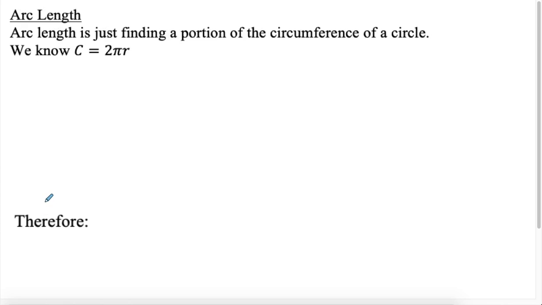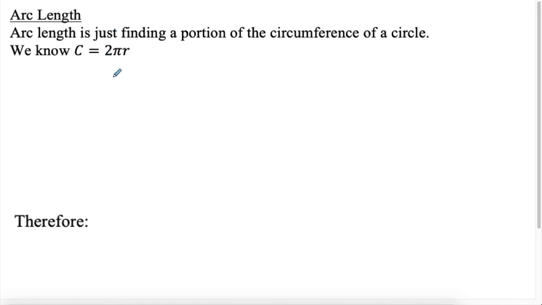All right. Our next idea is arc length. Arc length just means we want to find a portion of the circumference of a circle. Okay? The circumference is basically the perimeter of a circle. We know this formula, right? You've worked with this a lot before, and probably even back in middle school and then into geometry. The circumference of a circle is 2 pi times the radius.